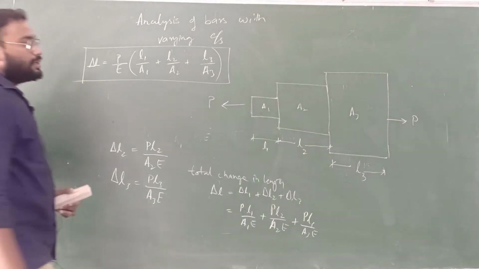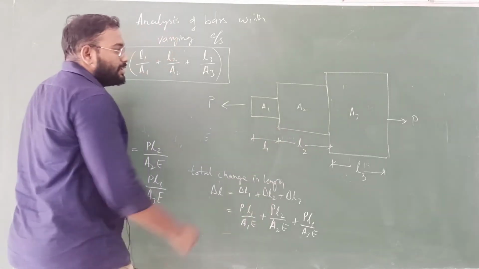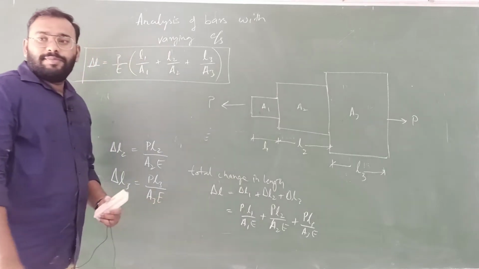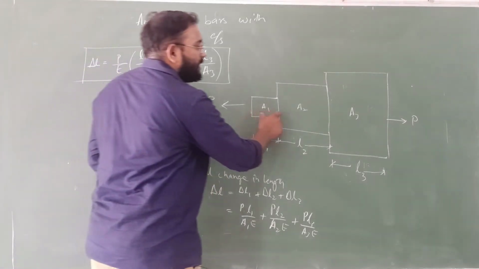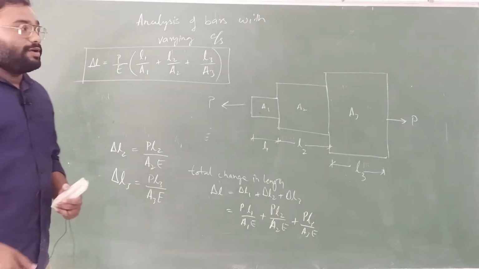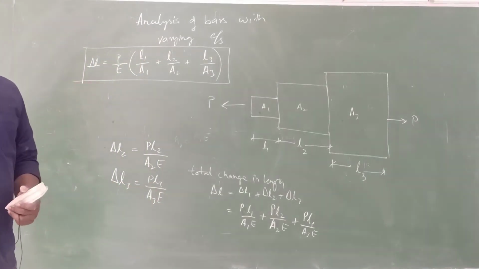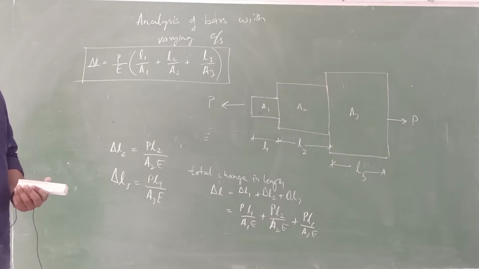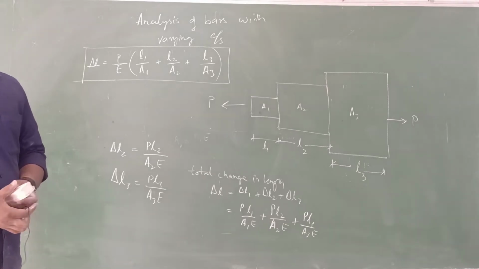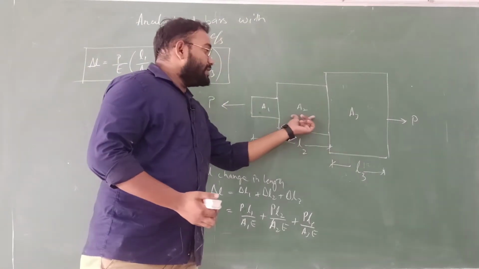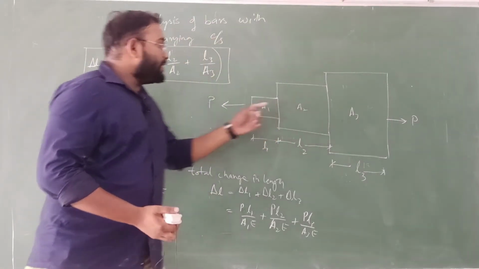Suppose the component is like that. These two parts are made up of steel and this is of brass. Okay, these two parts A1 and A2 are made of steel and A3 is a brass component. So what component will change? Which component will change? Areas will remain same. I am telling you this is made up of steel, this is made up of steel. Now this is made up of brass. So which component will change?